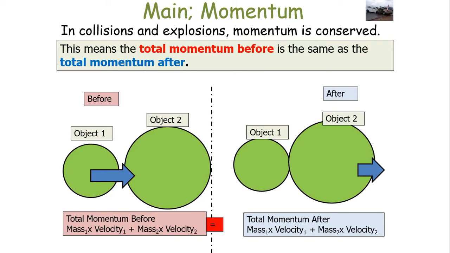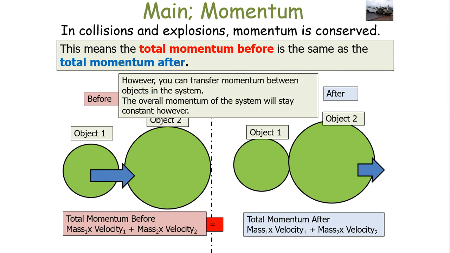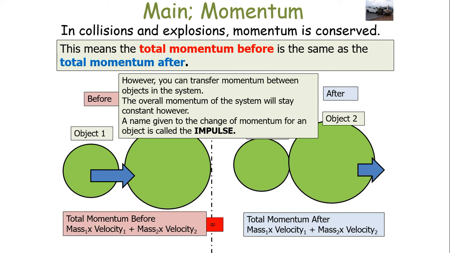Now in collisions and explosions, momentum has to be conserved. This means the total momentum before is the same as the total momentum after for the complete system. You can transfer momentum between objects in the system, but the overall momentum of the system will stay constant. A name given to a change of momentum for an object is called the impulse. So if an object has an impulse, it has changed its momentum in the system.